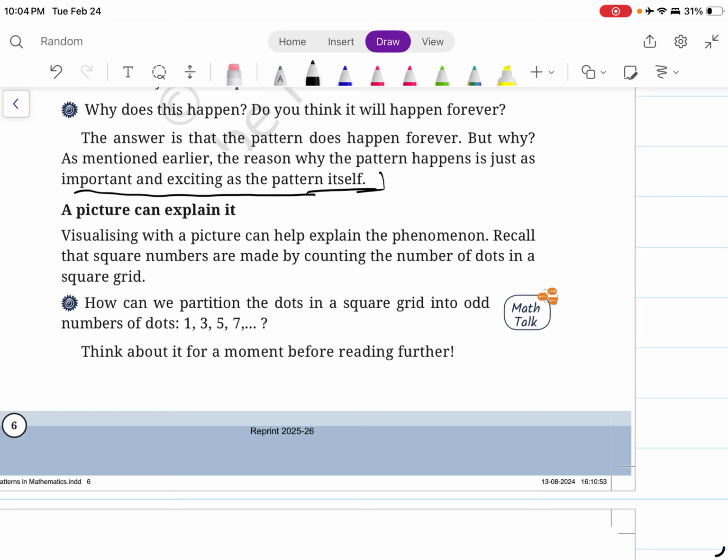A picture can explain. Visualizing with a picture can help explain the phenomenon. Recall the square numbers are made by counting the number of dots in the square grid. How can we partition the dots in a square grid into odd numbers? Think about that.